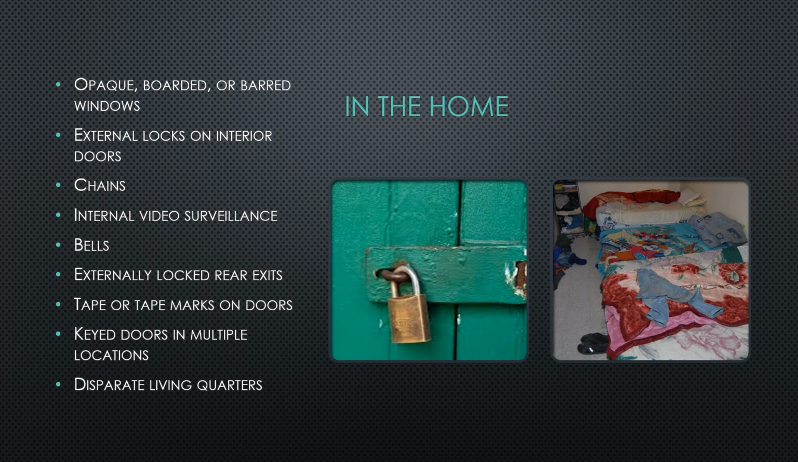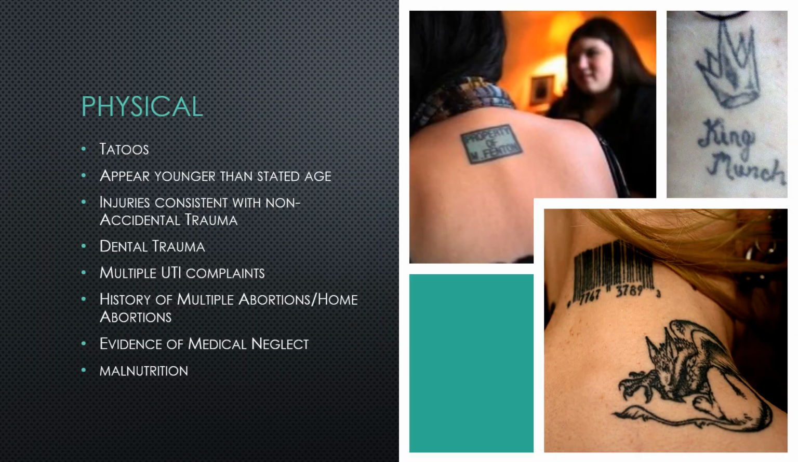External locks and interior doors. You wouldn't necessarily think that you would need an exterior lock for the bedroom down the hall. Lots of chains, bells, or tape marks on the doors. And again, these are just evidence of frequent restraints. Key doors in multiple locations. And then this disparate living quarters. If you see this fancy king-size bed in one room and then 6 people living all together in the next room, that should just raise a very large red flag in your mind.